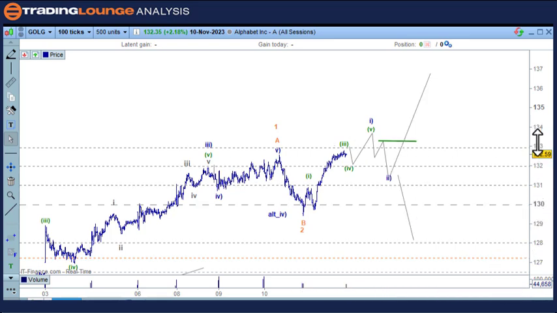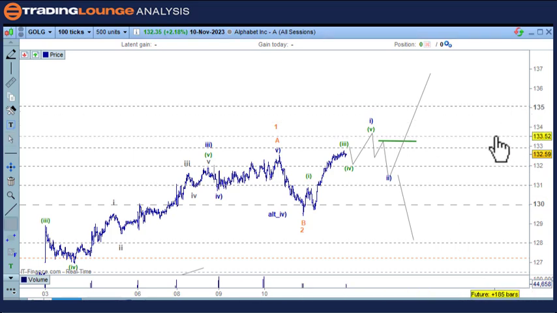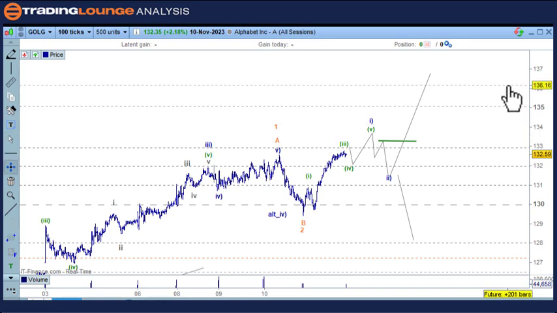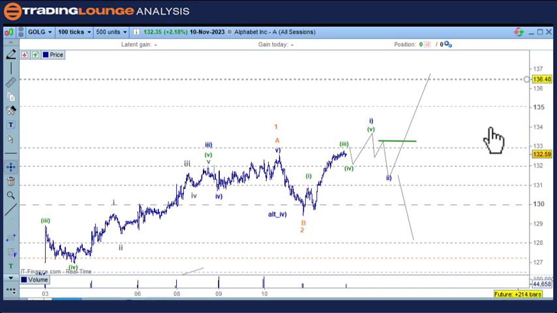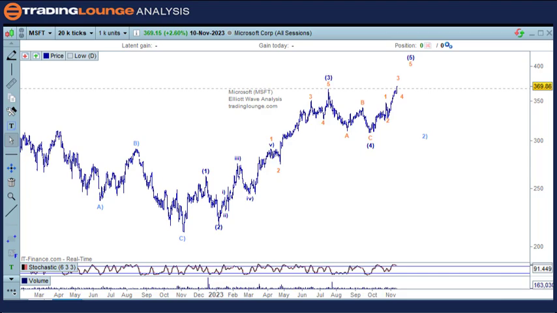Is minor group 1 here, and this is subgroup 1 here. And we can look to add on 34 or 35 at that point. 36.50 is the next level there. Okay, so that's Google, and this is Microsoft here.